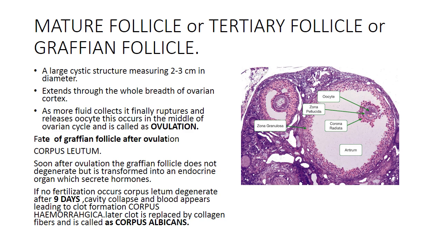Now it can end up in two forms. If there is no fertilization occurring, then the corpus luteum will degenerate after 9 days, and the cavity will collapse and blood will appear, leading to clot formation, and that is then called the corpus hemorrhagicum. Later on, the clot is replaced by collagen fibers, and then it is called the corpus albicans. So this is the fate of the corpus luteum if there is no fertilization.